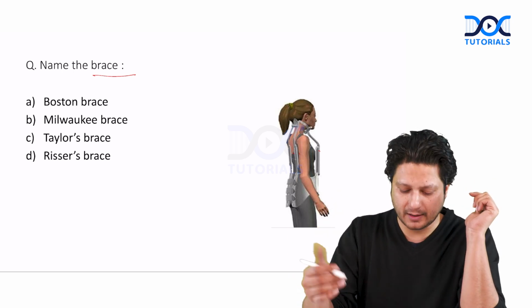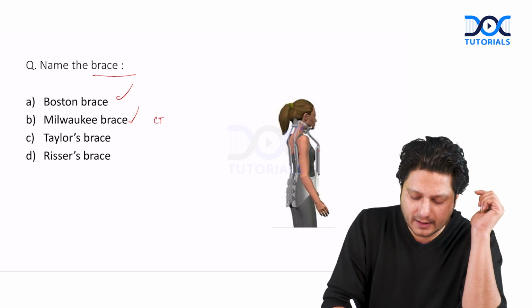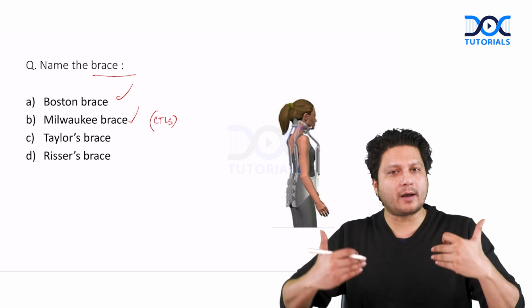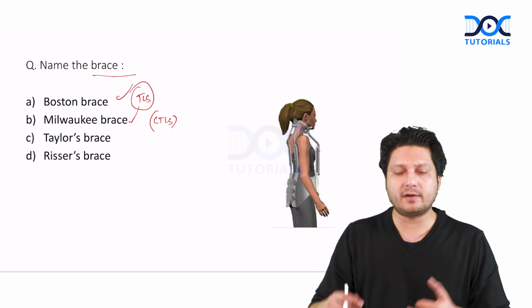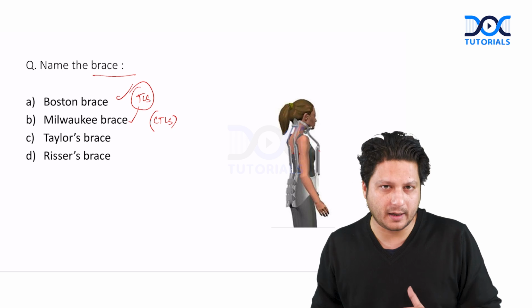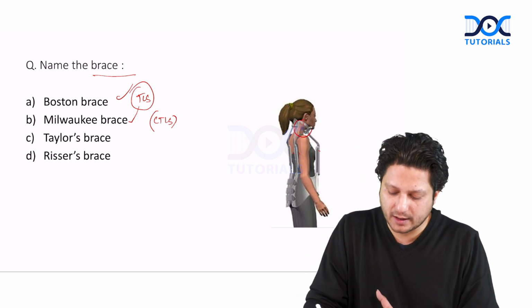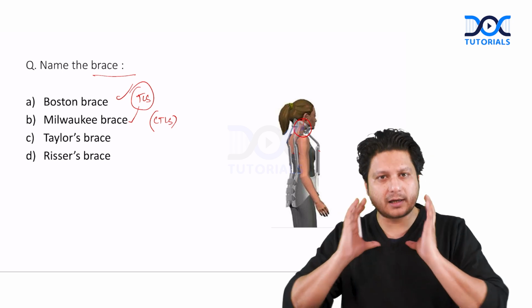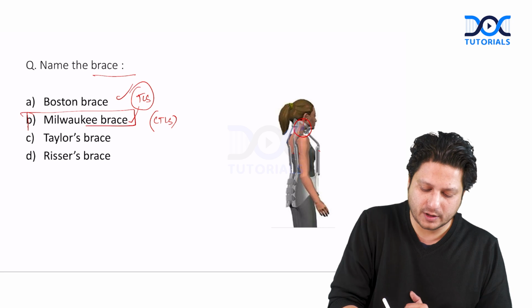But what is it then? Is it a Milwaukee or the Boston brace? Because Milwaukee brace is a CTLSO brace where there is a cervicothoracolumbosacral immobilization, while Boston brace is a TLSO brace where there will be a thoracolumbosacral immobilization. Now, if you look at this brace in particular, there is immobilization of the cervical, thoracic, lumbar as well as sacral. So, the answer for this particular question is Milwaukee.